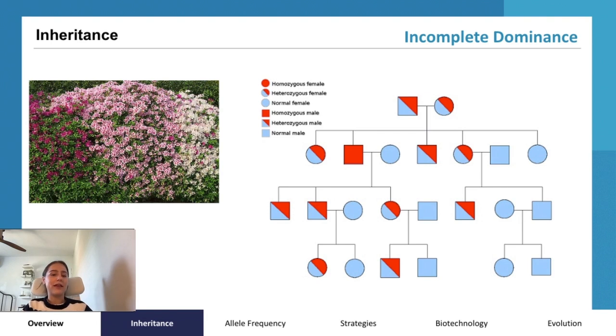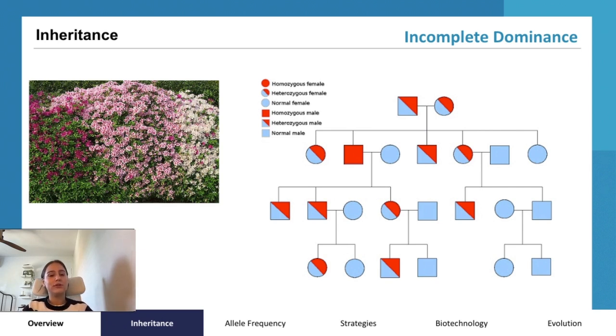Incomplete dominance is a fascinating genetic phenomenon where neither allele completely dominates the other. Instead of one allele masking the effects of the other, as in a classic dominant-recessive relationship, incomplete dominance results in a blending or an intermediate phenotype in heterozygous individuals. I'll give you a classic example.